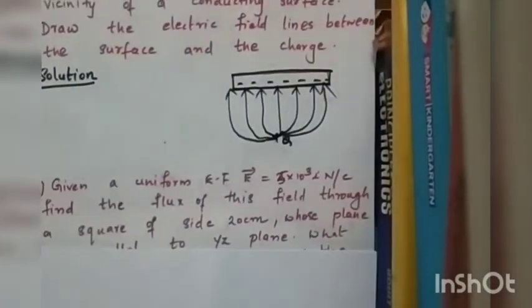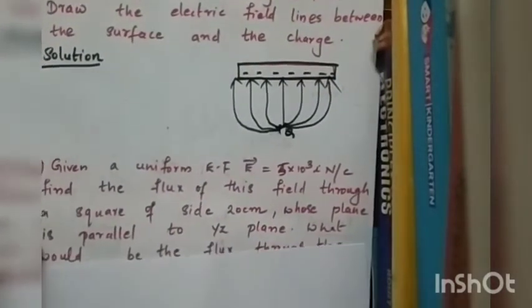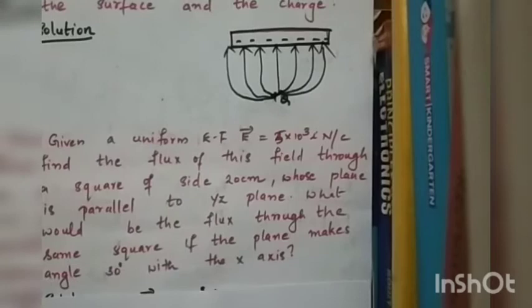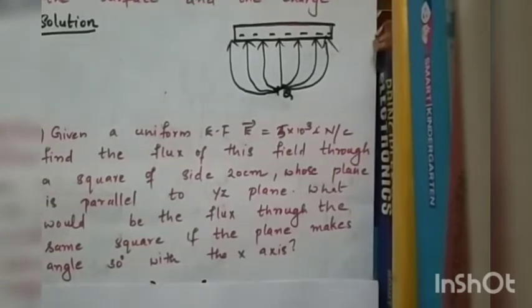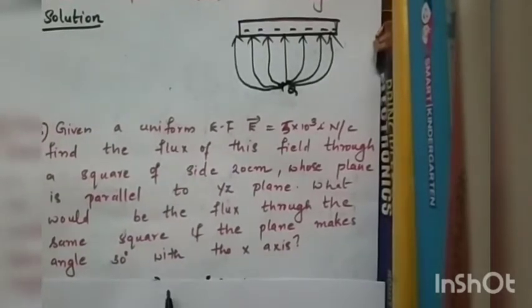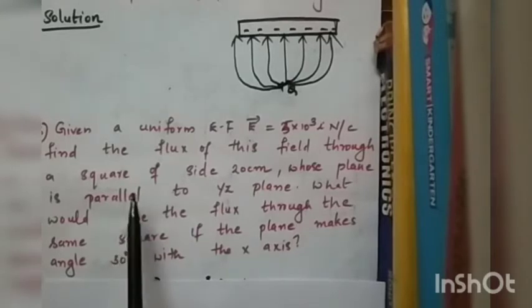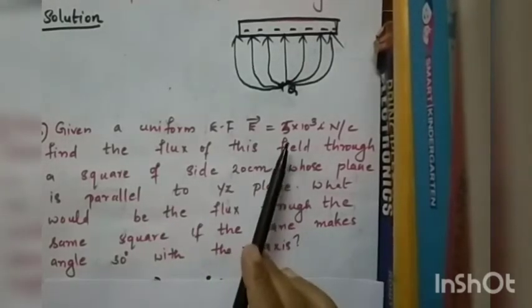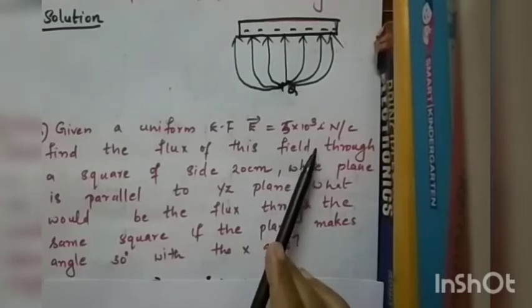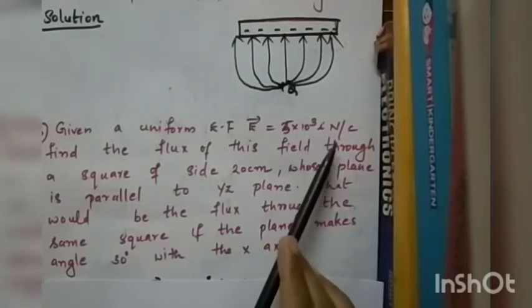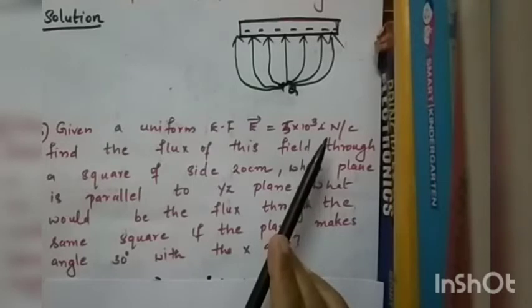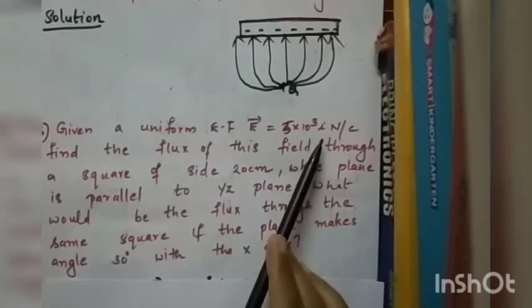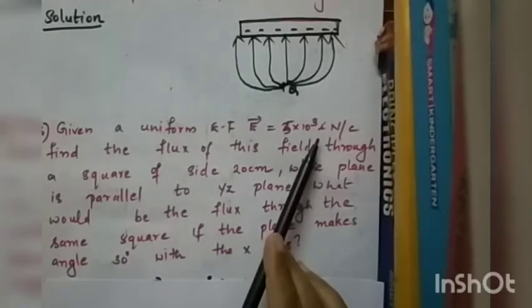Let's move on to the sixth question. See, it's a very lengthy question, so please listen here. It's very important also. Given a uniform electric field E equal to 5 into 10 raised to 3 i Newton per coulomb. i means what? i is the unit vector acting along which axis?